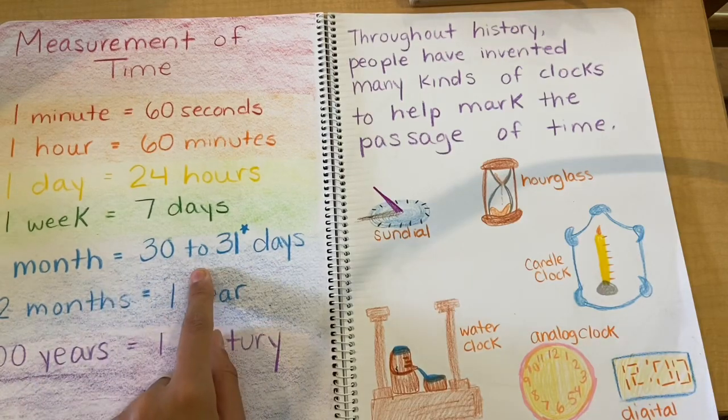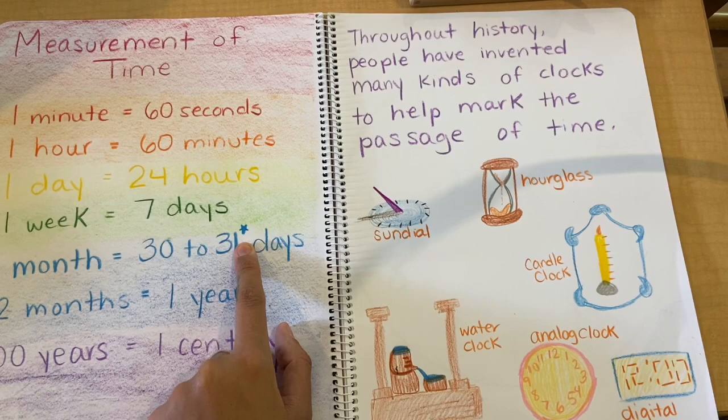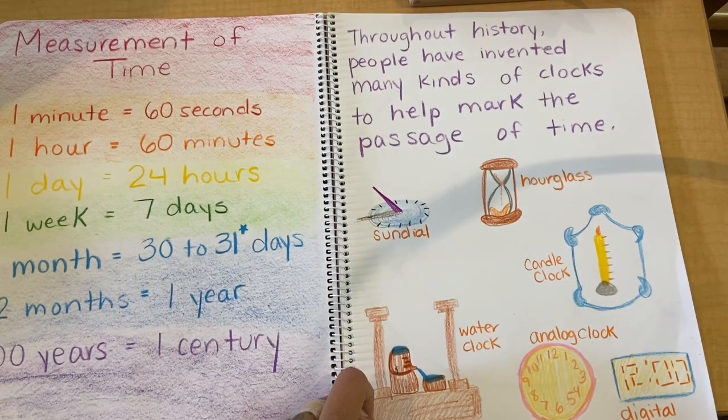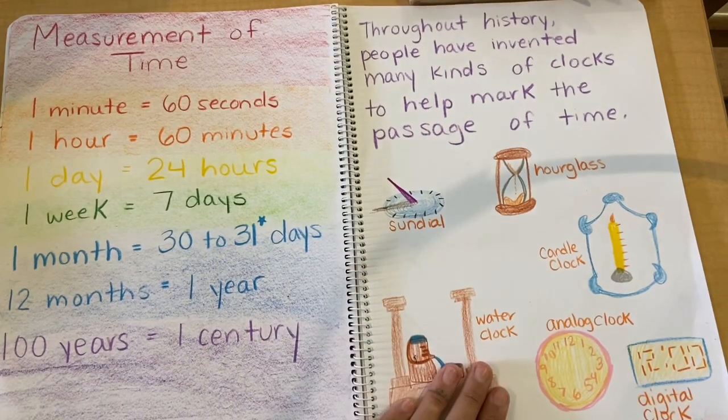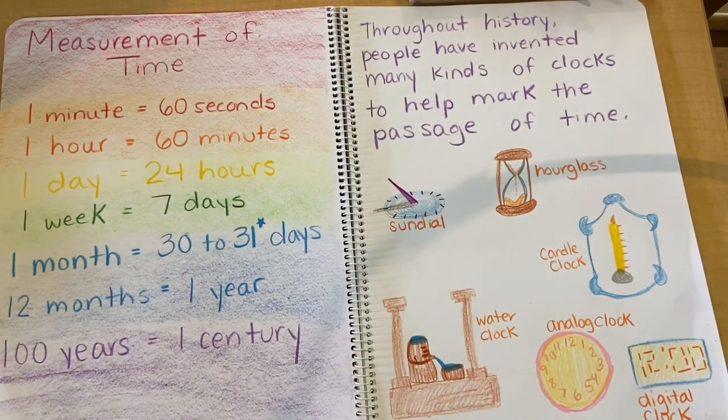1 month is either 30 to 31 days, right? I have a little star here because there is 1 month that has only 28 or 29 days. I won't tell you which one. I have a feeling you know which one that is. 12 months equal 1 year, 100 years equals 1 century.